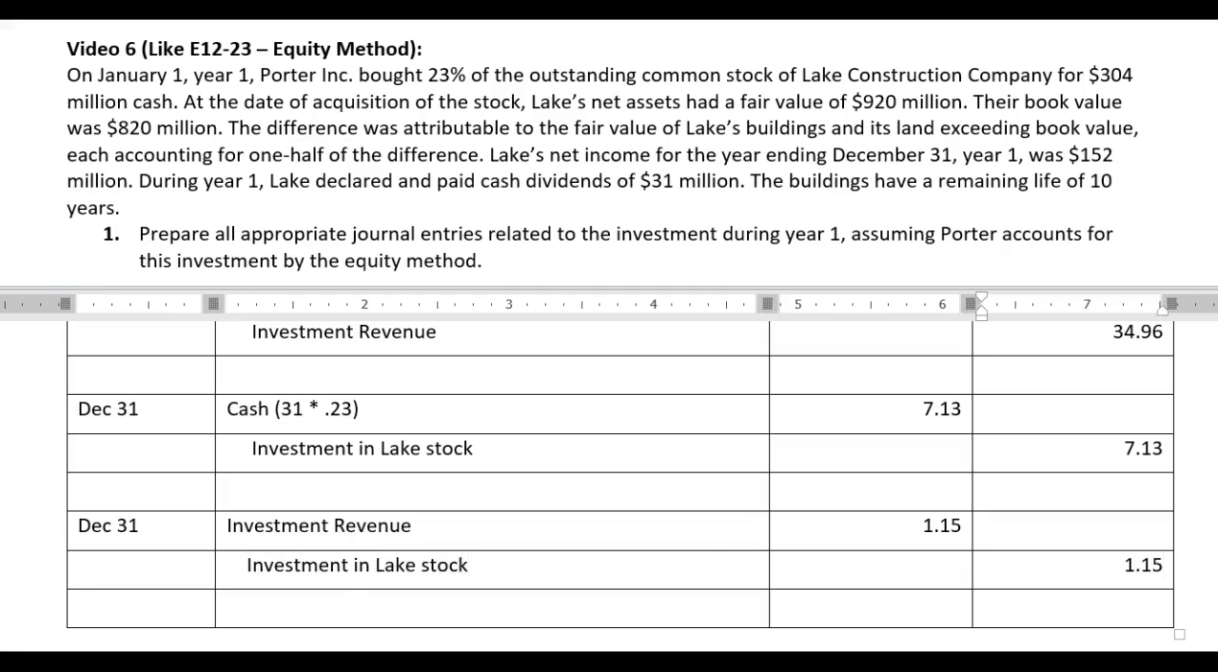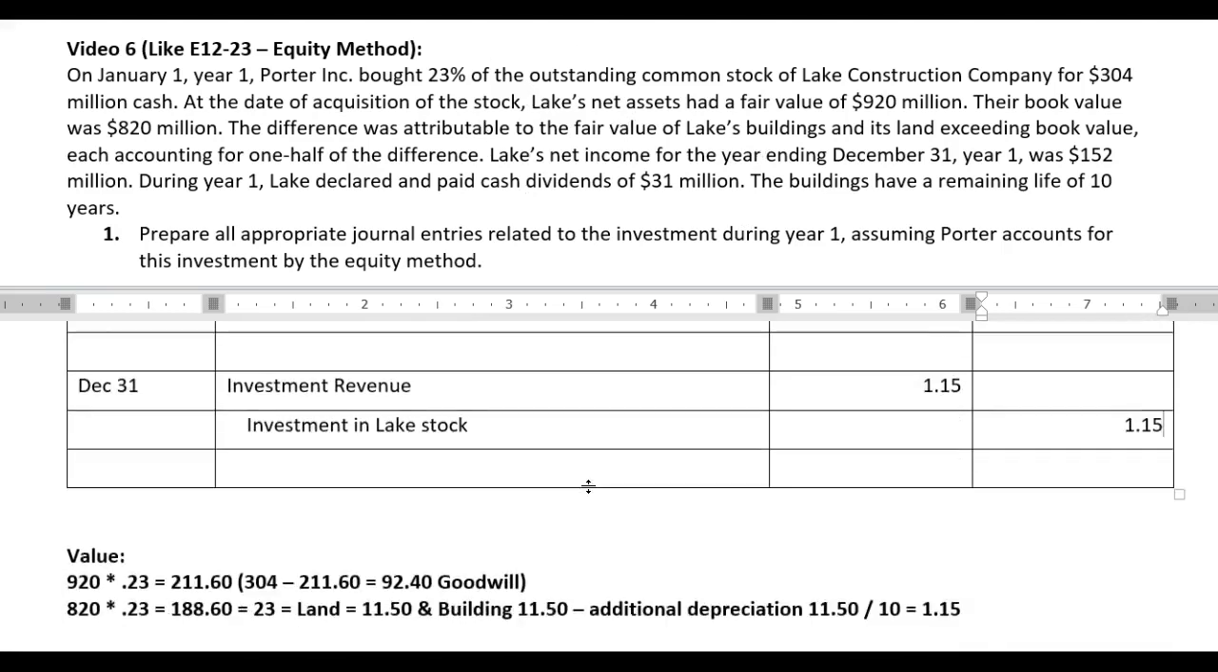1.15. So that is another entry that is required as a process if we pay more than the book value of the asset, and the fair value exceeds the book value of the assets that we're in theory purchasing 23% of. I know that's a little bit confusing, but we do have to take that into consideration.